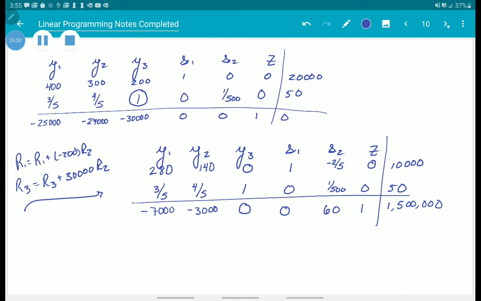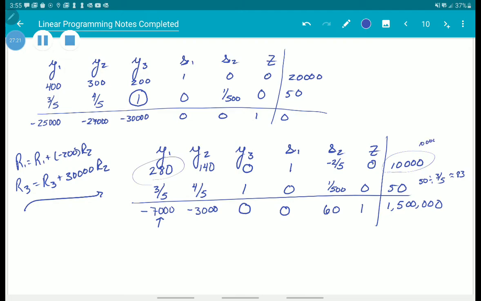So there we are. Now we need to look at, do we pivot again? We do have negatives in the bottom. The most negative number, the smallest negative, is that one. So let's figure out where we're going to pivot. We're going to take this 50 and divide it by 3 over 5. It's a ratio of this over this. That's about 83. And then a ratio of this over this.